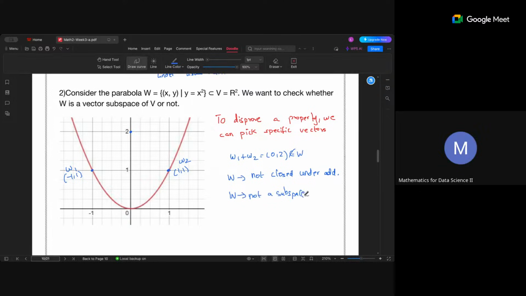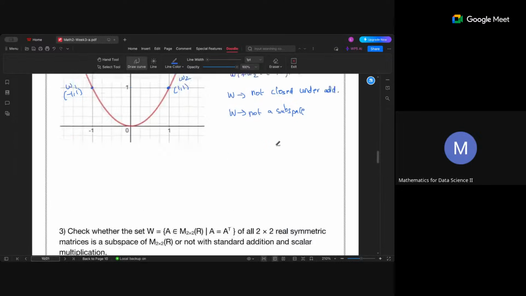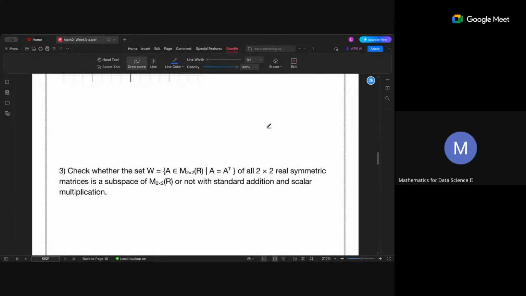Okay. So remember, we can pick specific vectors only when disproving. But for proving, picking specific vectors is not allowed. For proving, you have to pick general vectors like (x1, y1), (x2, y2), something like that. You cannot pick specific vectors for proving. For disproving, we can pick. Okay. Fine. So here is one important note. What is that note? Maybe you can verify it later.